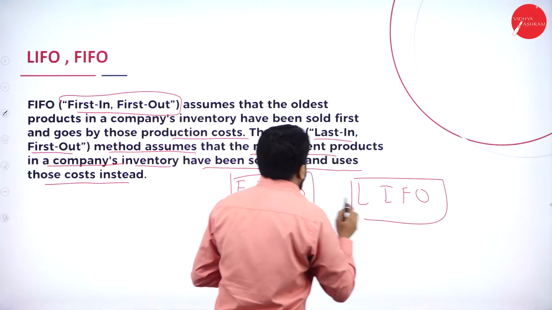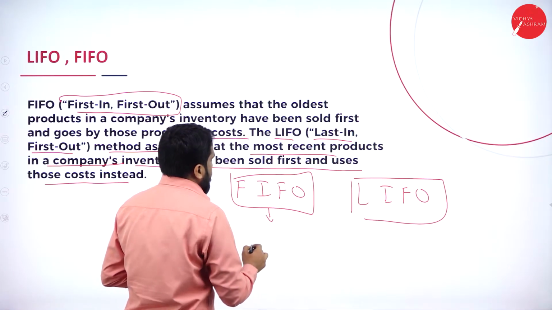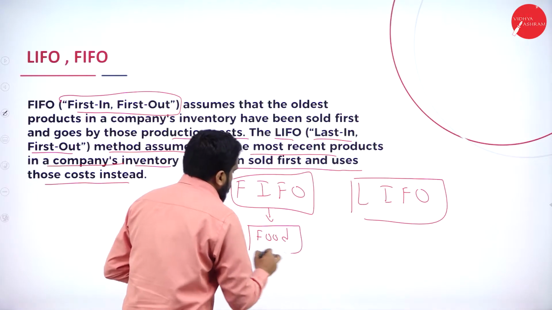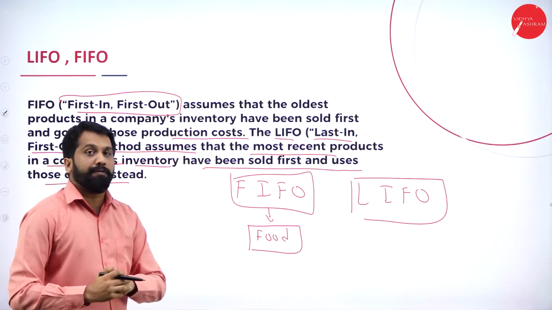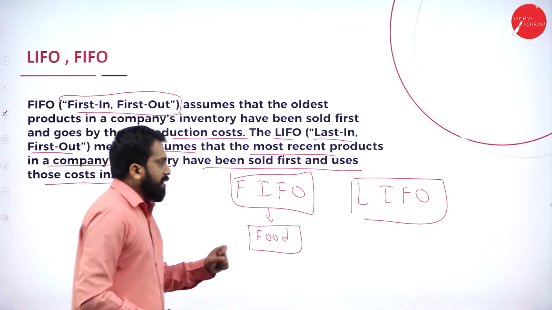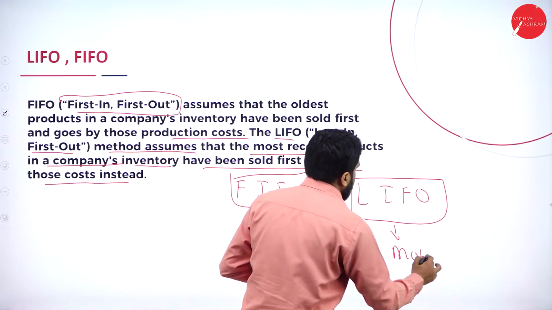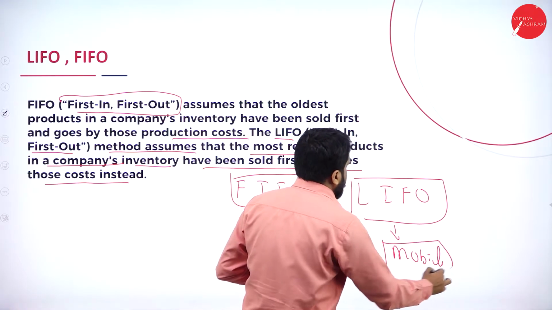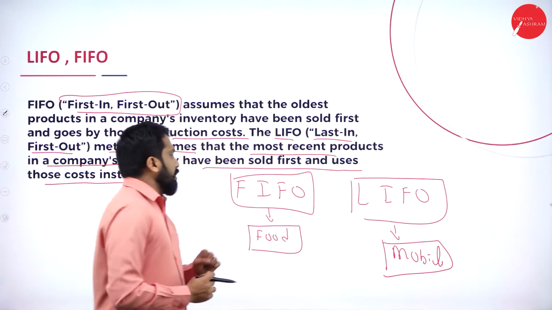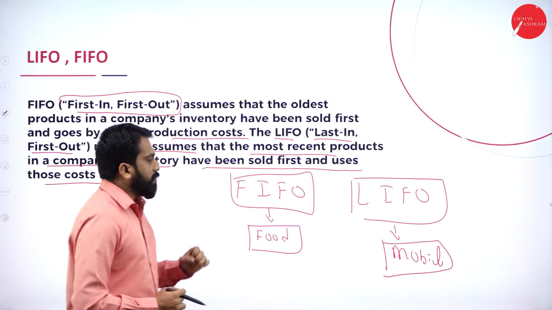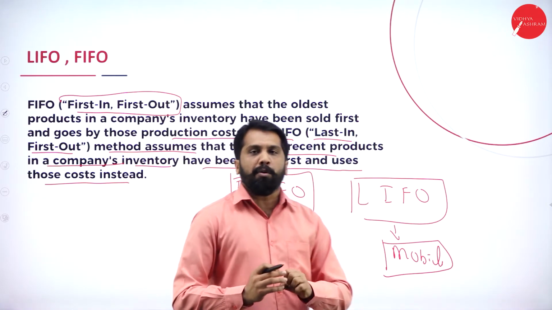First we'll go for FIFO, then we will go for LIFO. For FIFO, we'll go with the example of food items. For LIFO, we go with the example of mobile phones or any electronic gadgets.